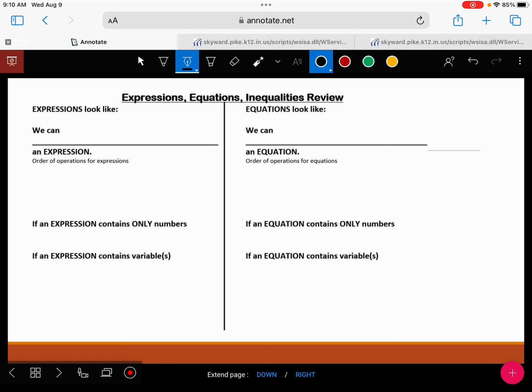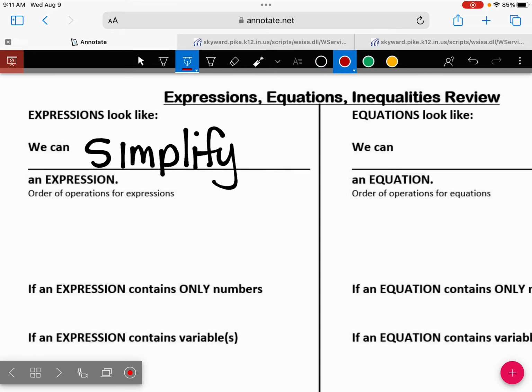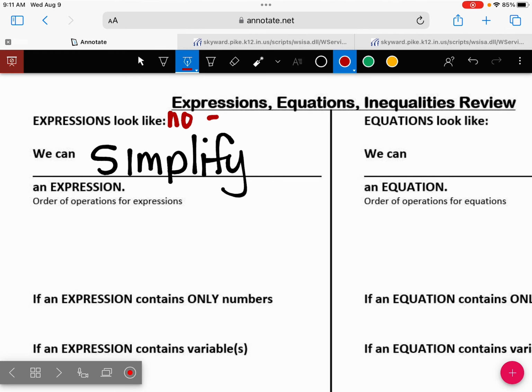All right, so let's look at our notes where it says expressions, equations, and inequalities. So when it's an expression, we simplify. You cannot solve an expression. An expression has no equal sign. So that's how you know that it is an expression.